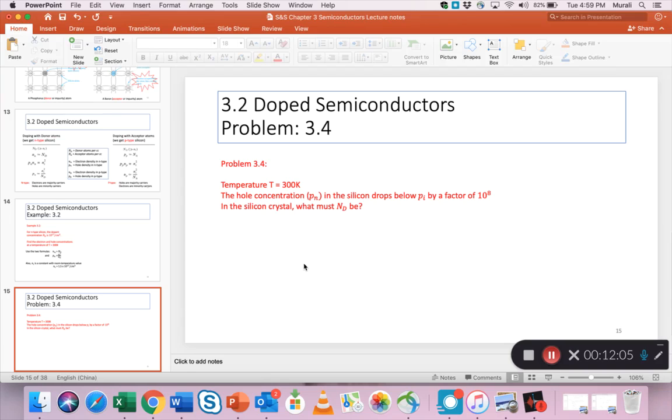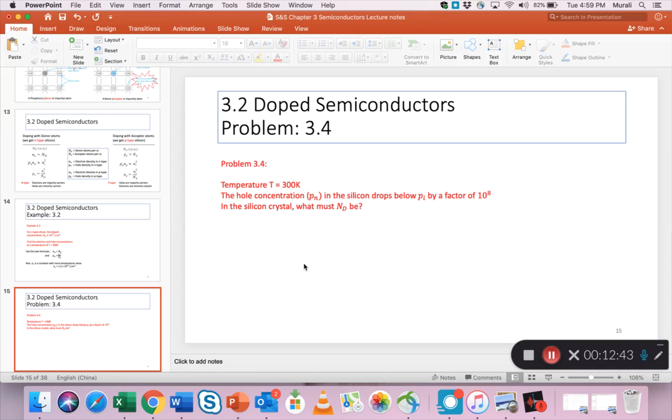So obviously some doping has happened, and it has been n-type doping, donor doping. Just similar to the previous example, it boosted the n density, that is the electron density, very high after doping, and it dropped the hole density very low. That's how the problem is given. And how much has it dropped? It's dropped by a factor of 10 to the power 8.